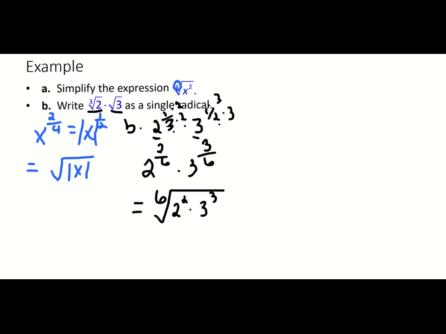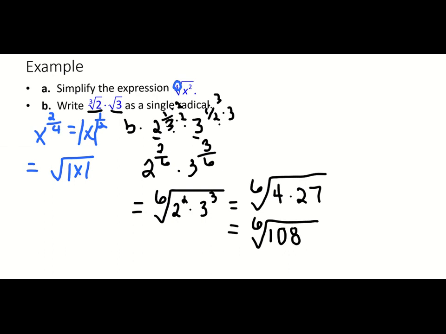Now what I'm going to do is underneath that radical, because that's all under one radical, I can simplify that. So now I have the 6th root of 2 to the 2nd is 4, and 3 to the 3rd is 27. And then the last thing I'm going to do is just multiply the 4 times the 27, so I will end up with the 6th root of 108. So we took this problem here that seemed like there's nothing we can do with that. We really can't make it into one single radical, but by turning it into powers and using those fractions as exponents, we were able to convert it into one single radical.